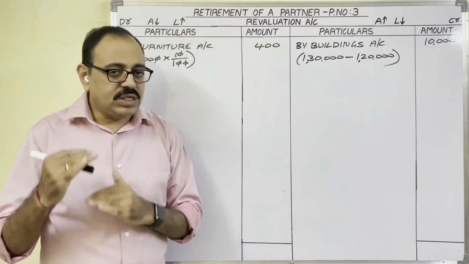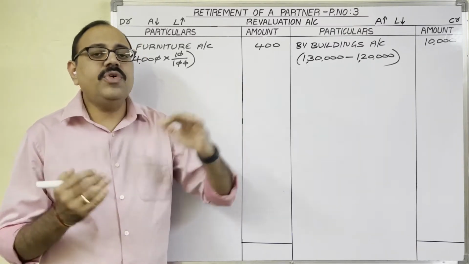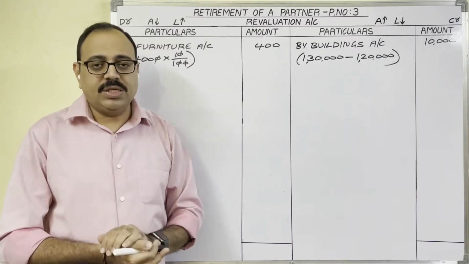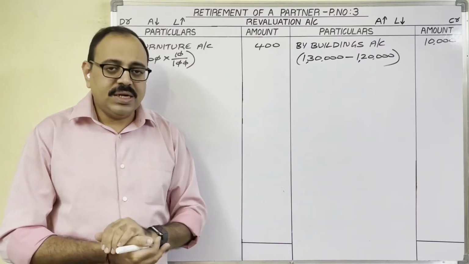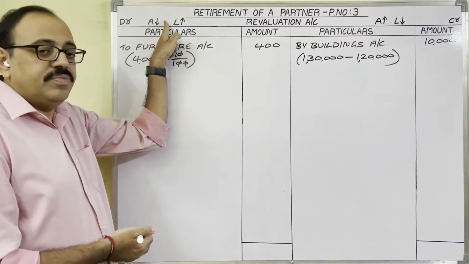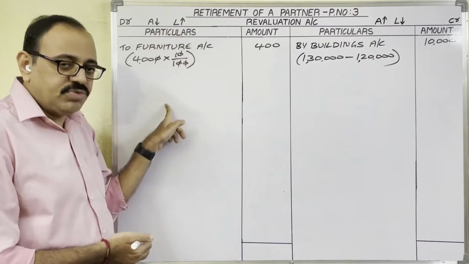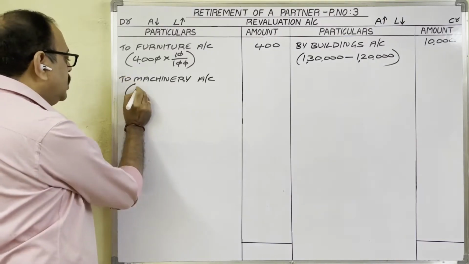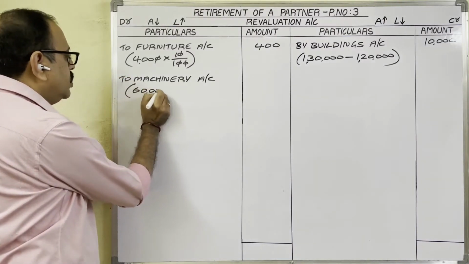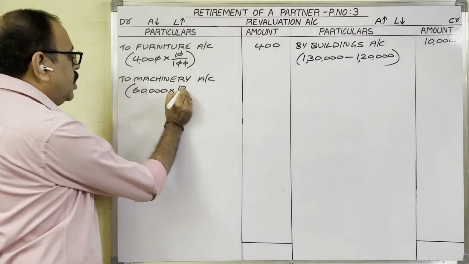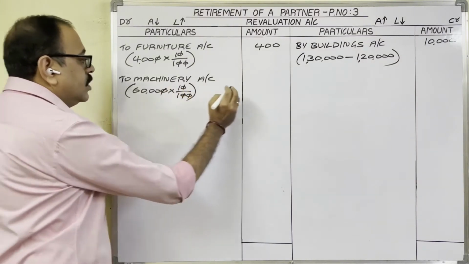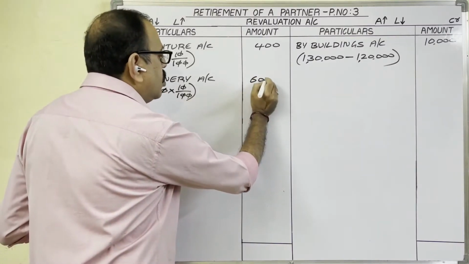So old value 60,000, new value 54,000. Means machinery is decreased by 6,000 rupees. Machinery is an asset. Asset is decreasing. Means loss. Debit side we should show. To machinery account. Show the calculation here. Machinery value 60,000. Depreciation 10%. 6,000 rupees in outer column.